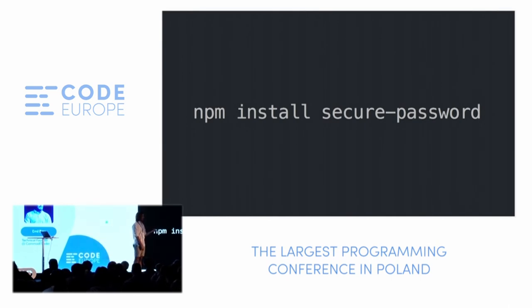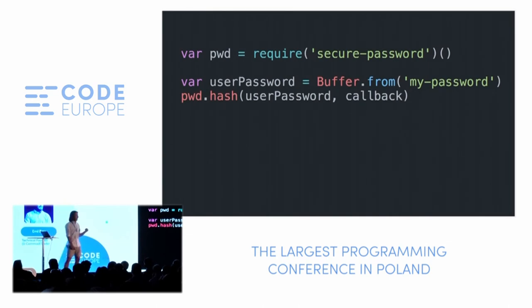You just have to npm install secure password. It uses the argon2 function. Secure password also does a couple of other things for you, like it chooses the parameters, so you don't have to worry about what are secure parameters that are still efficient, so people don't have to wait too long. And it also has this nice property that you only need to do 3 lines of code, and then you can log people in.